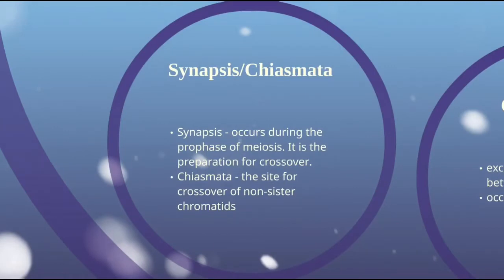Next, we have synapsis and chiasmata. Synapsis occurs during the prophase of meiosis I. Homologous chromosomes pair up in a tetrad bivalent complex. It is the preparation for crossover.